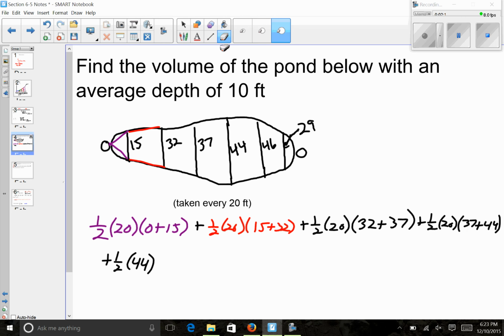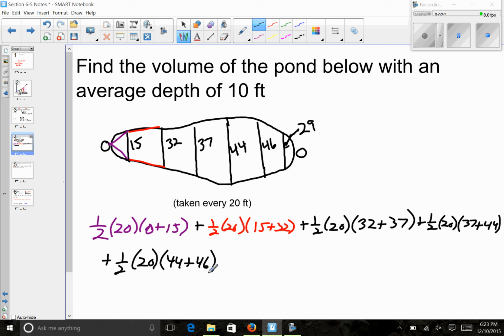Oops, not 44 there. Got ahead of myself. Oh, accidentally erased a little bit there. So 1/2 height is 20, bases are 44 and 46.